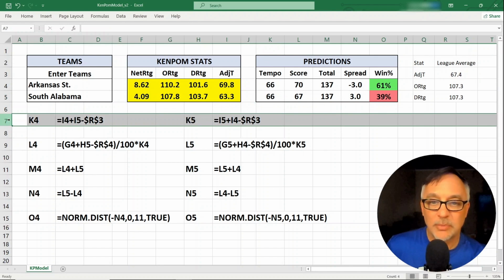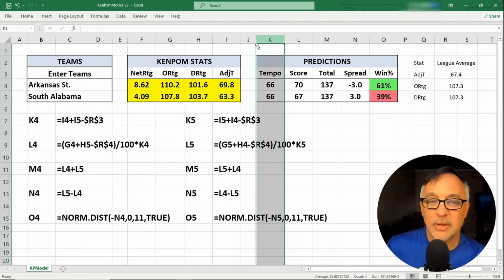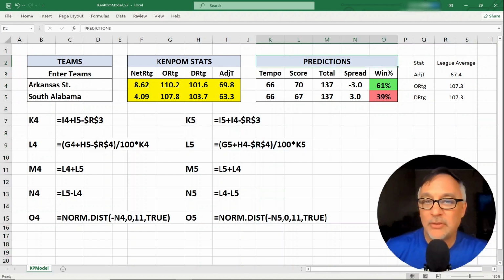These are the formulas in column K. This is column K right here. And that's how we estimate the expected number of possessions per team. And let me say, last year I actually did this where we multiply the two together and divide it by the league average.